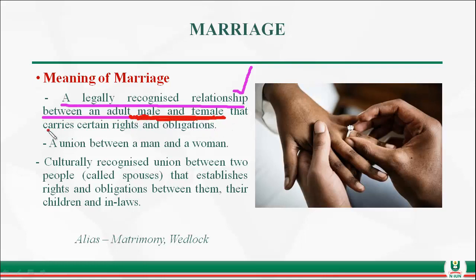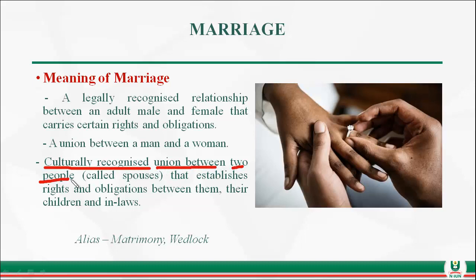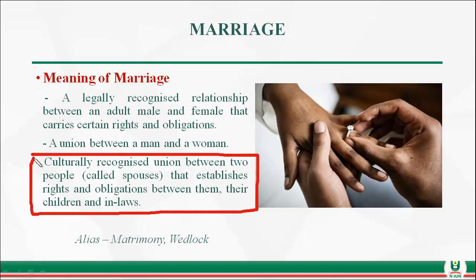That carries certain rights and obligations. This is correct. So let's now take the last definition. It is a culturally recognized union between two people, whether they are of the same sex or of different sexes, called spouses, that establishes rights and obligations between them, their children and in-laws. So this covers all types of union, whether they are male or female, it covers all of them. So this is a more acceptable type of definition.